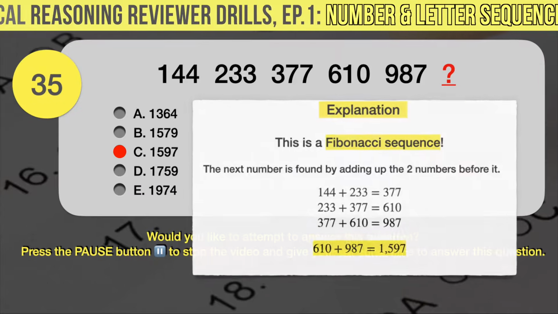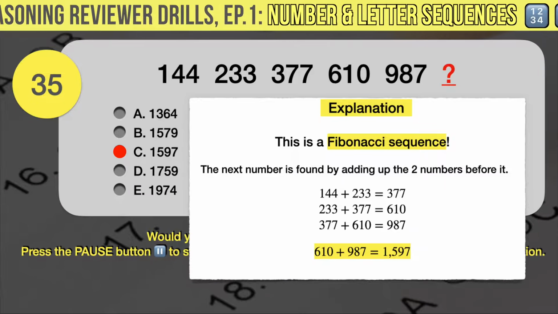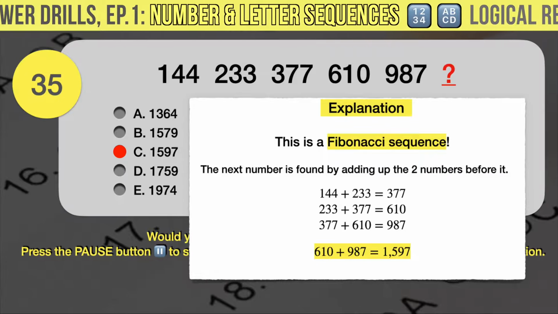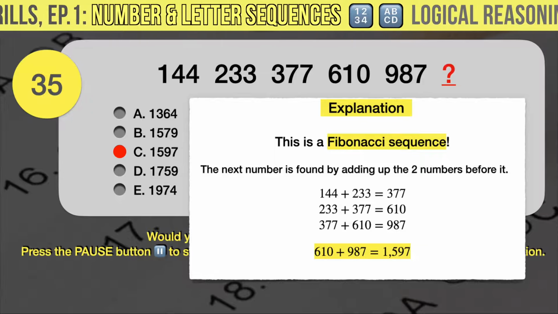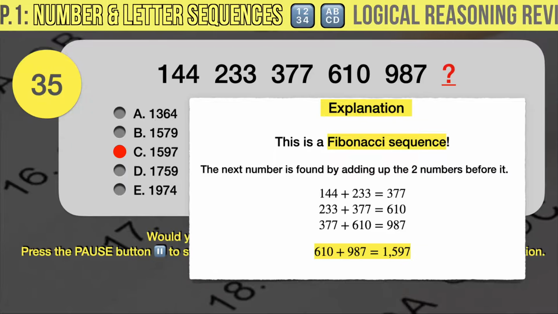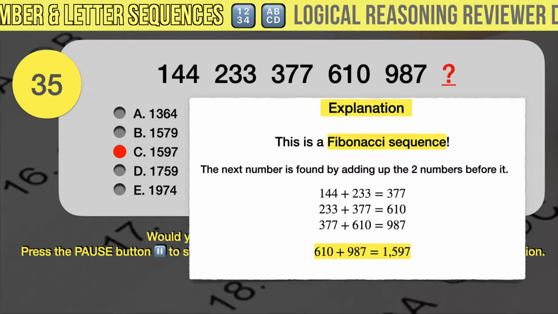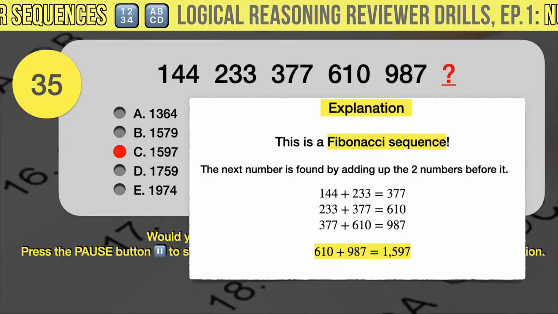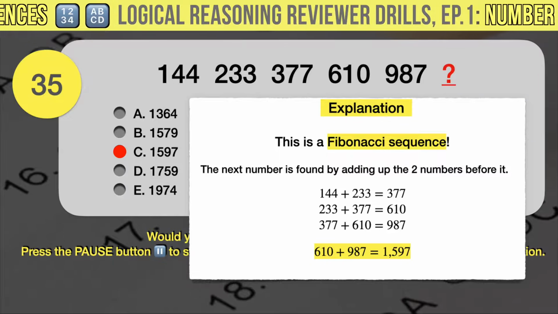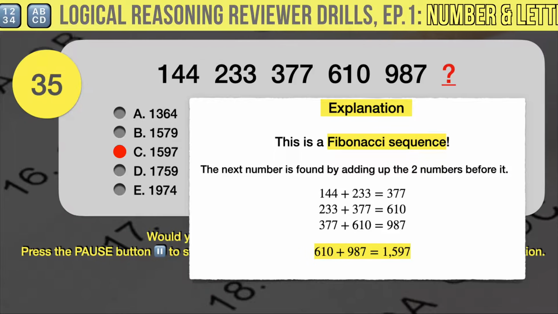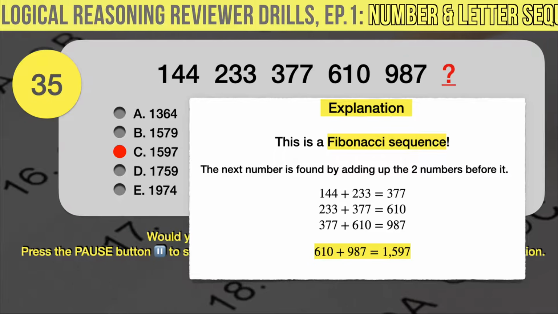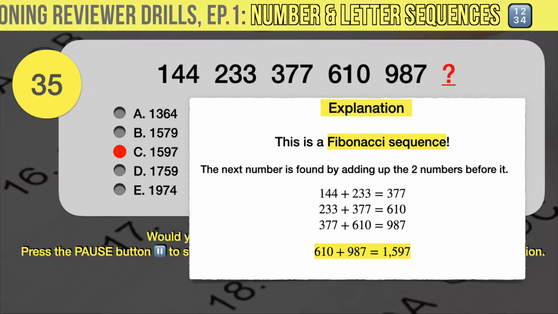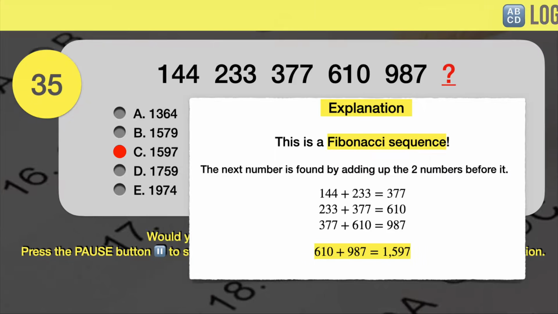1597. This is a Fibonacci progression or Fibonacci sequence. As introduced and presented in drill question number 31, in a Fibonacci sequence, the next number is found by adding up the two numbers before it. 144 plus 233 equals 377. 233 plus 377 equals 610. 377 plus 610 equals 987. Therefore, the next number in the sequence should be 610 plus 987 equals 1597.